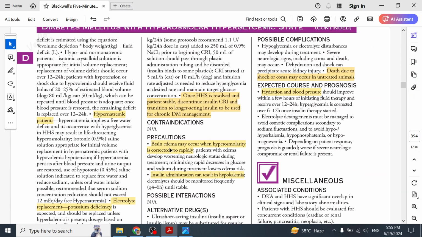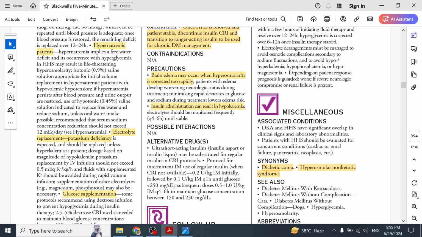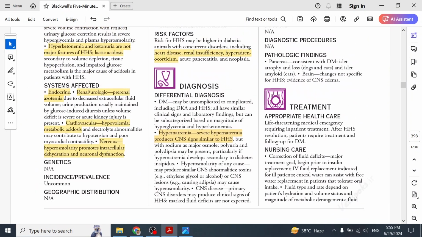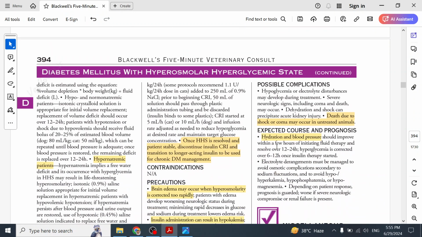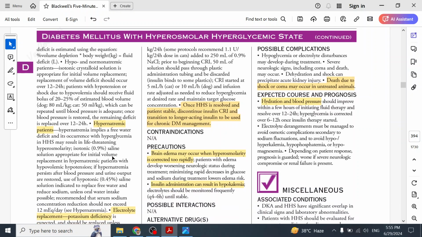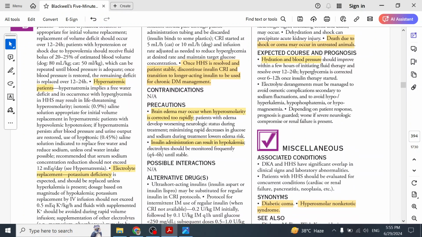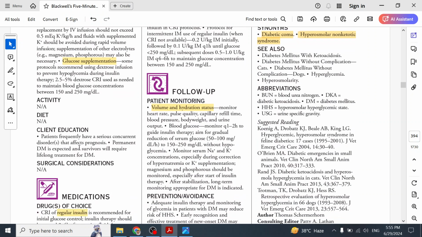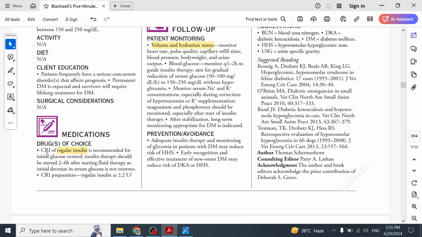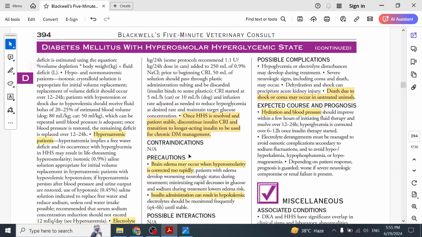Next, about treatment and nursing care. First we try to correct dehydration. For dehydration, we give IV fluids. If there is acute dehydration, then we go for subcutaneous rehydration and glucose supplementation. The drug of choice for this is a CRI of regular insulin, recommended for 2 to 6 hours after starting fluid therapy. So this is the drug of choice.